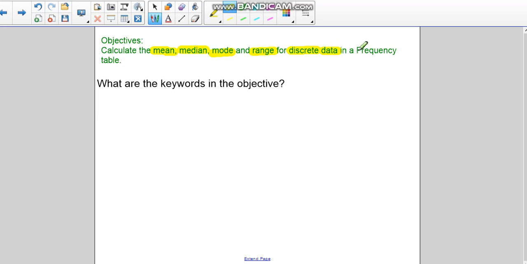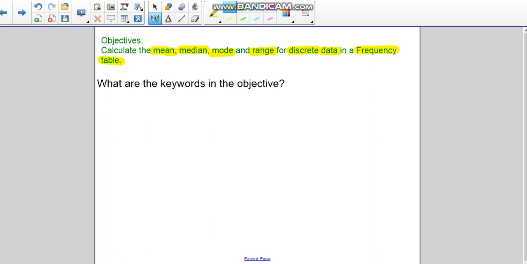And then we've got the word frequency table. So that is also a keyword, but we've not seen it yet. So we're going to look at those to start with. But a frequency means how often something happens. So it might say I've seen 10 red cars. Well, the frequency of red cars would be 10. So they're all our keywords, lots and lots of keywords there.